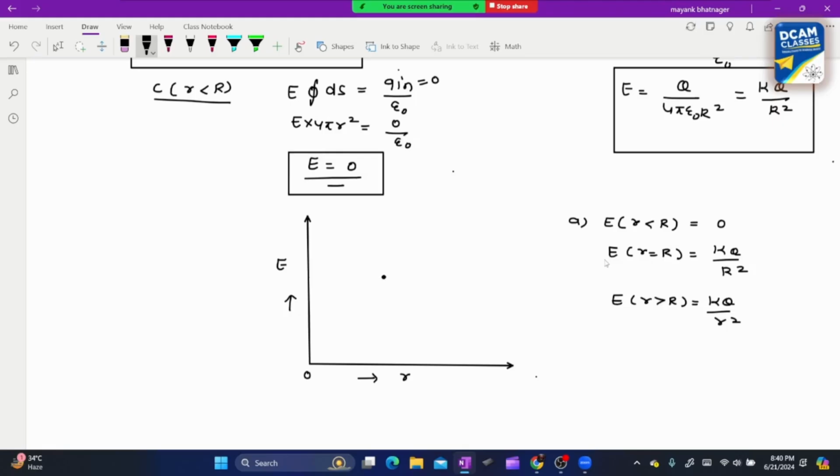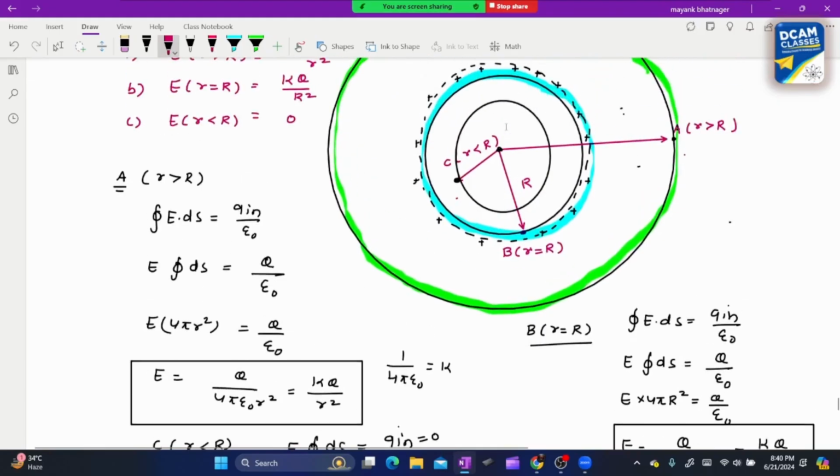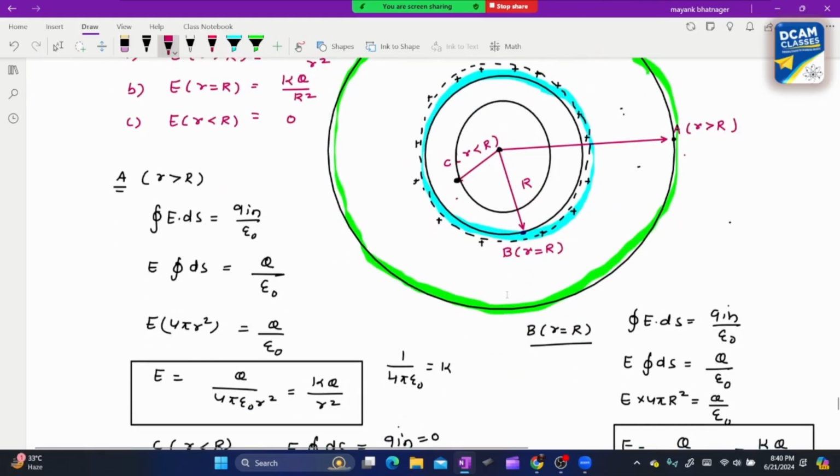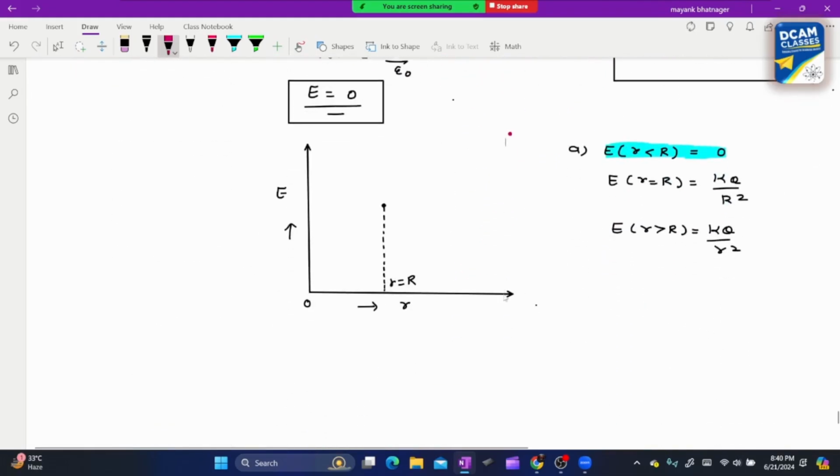Graph will actually start from this point. What is this point? r is equal to capital R. Why? See, if you focus on this one, when you're going from center to the capital R, there is no charge. See this diagram. From center to the capital R, there is no charge inside. So at every point from center to the surface, there will be no electric field. So when electric field is not there, why would we represent any electric field here? There will be no electric field from 0 to capital R, this point.